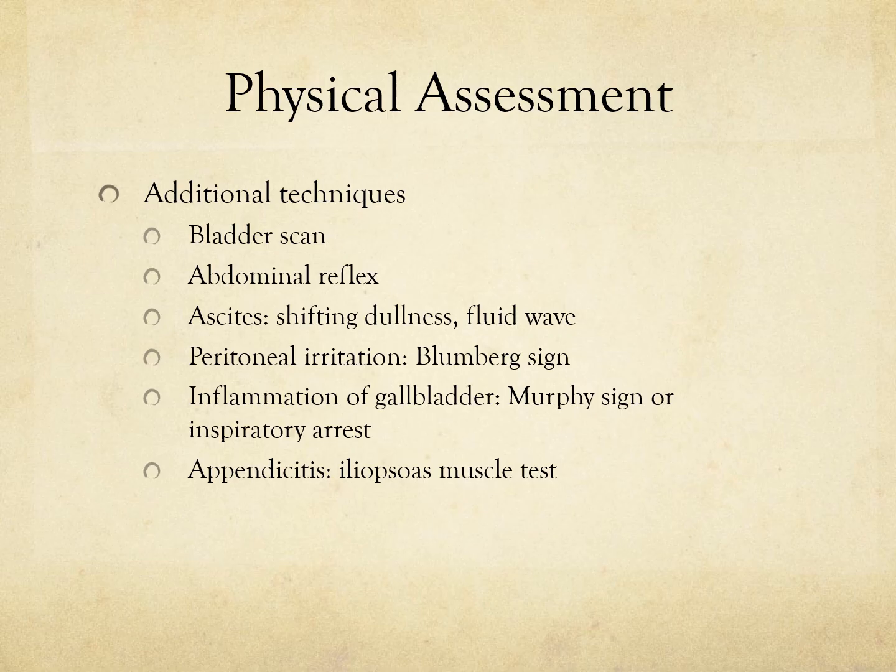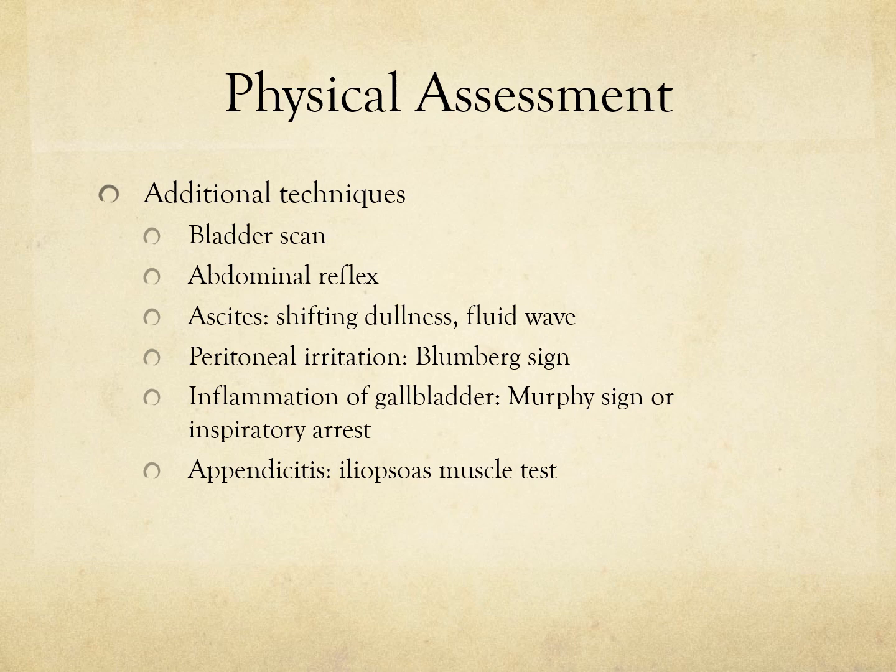Murphy sign is something used when we suspect gallbladder inflammation, or cholecystitis. During palpation of the right upper quadrant, the patient is asked to take a deep breath. If they suddenly stop inhaling because of pain, this is called inspiratory arrest, and it's considered a positive Murphy sign.